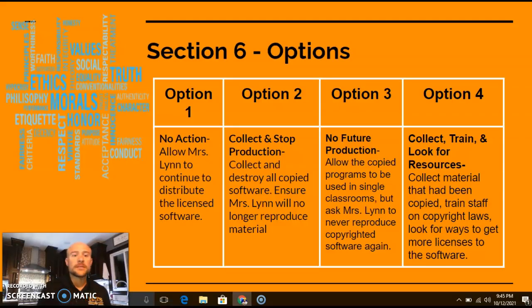Here are the 4 options that I've come up with. Option 1, no action. Allow Mrs. Lynn to continue to distribute the licensed software. Option 2, collect and stop production. Collect and destroy all copies of the software that were distributed. Ensure Mrs. Lynn will no longer reproduce the material. Option 3, no future production. Allow the copies of the programs that have been handed out to the single classrooms to remain in use, but ask Mrs. Lynn to never reproduce that copyrighted material again.